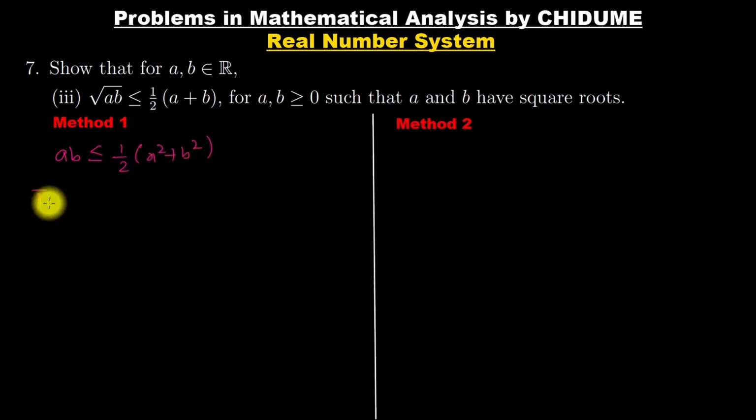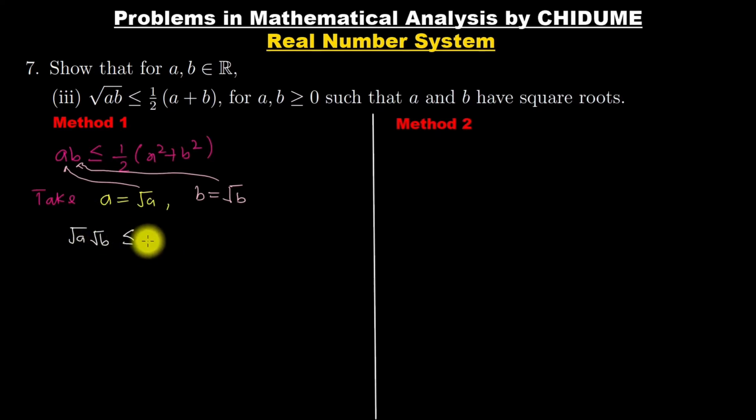So if I take my a to be equals to square root of a, and I take my b to be equals to square root of b, if I substitute it directly here, what am I going to have? I'm going to have square root of a multiplied by square root of b to be less or equals to 1 over 2 open bracket square root of a all square plus square root of b all square. So that means I'm going to have square root of ab to be less or equals to 1 over 2 open brackets a square plus what, okay, this will actually cancel out.